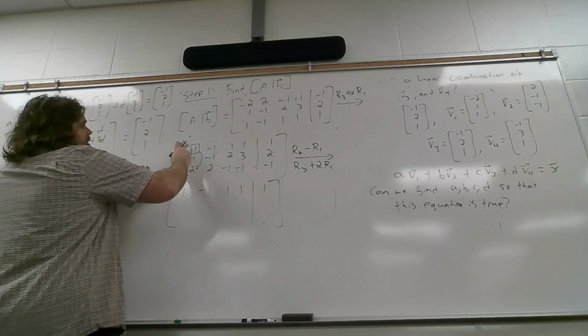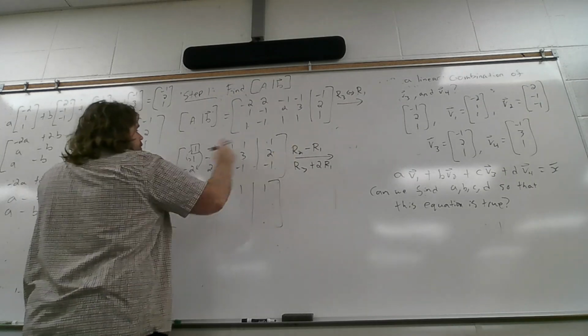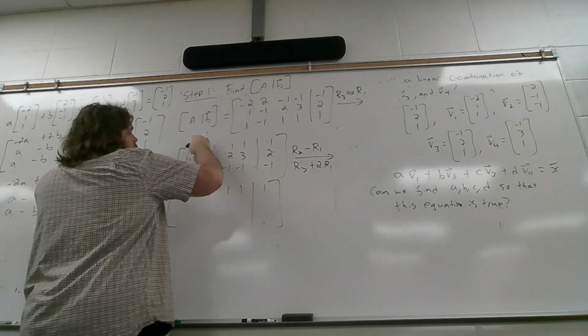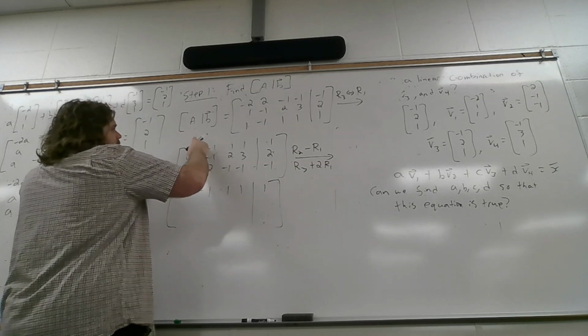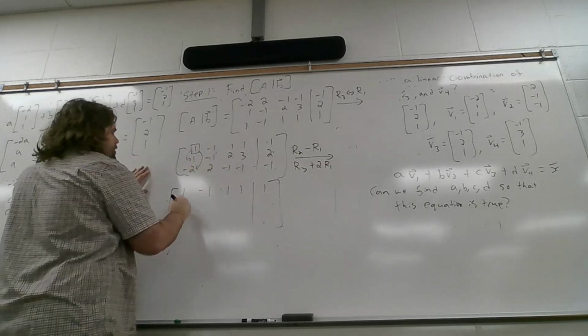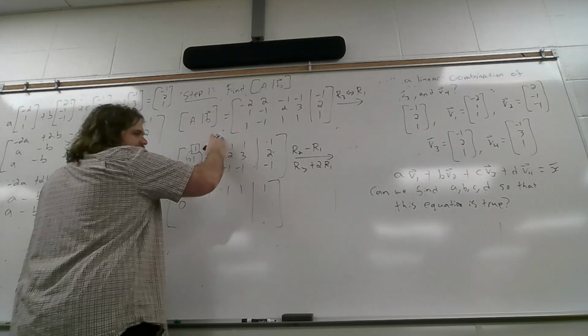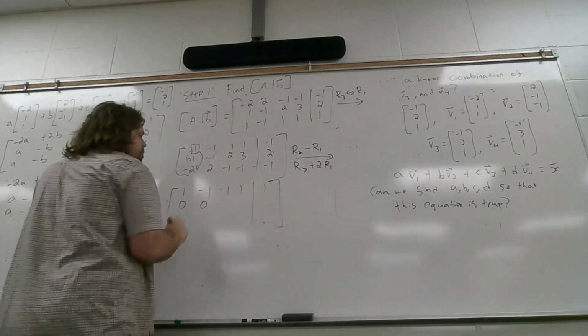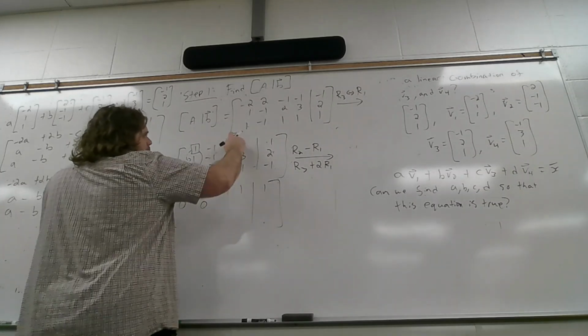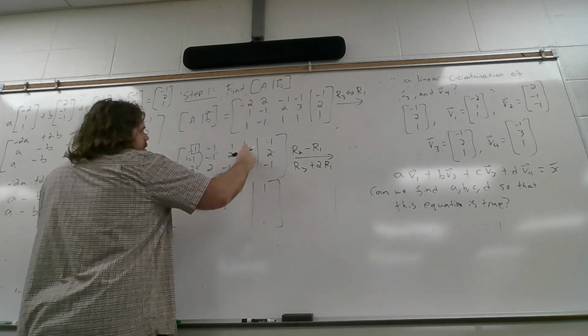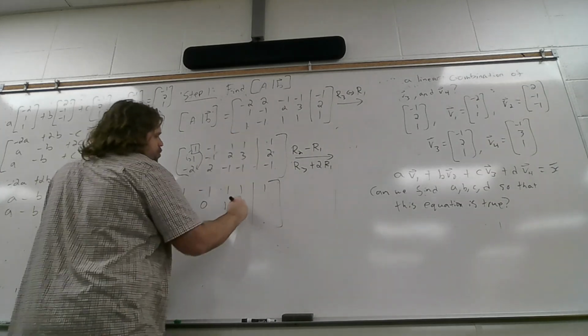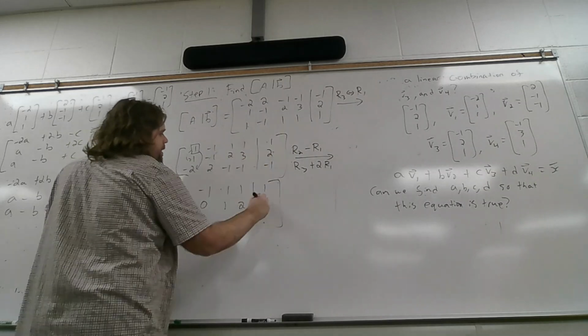So let's go ahead and do that. So we're subtracting from row 2. We're taking row 1 and subtracting it. So 1 minus 1 gives us 0. Minus 1 minus negative 1, minus 1 plus 1 becomes 0. 2 minus 1 is 1. 3 minus 1 is 2. 2 minus 1 is 1.